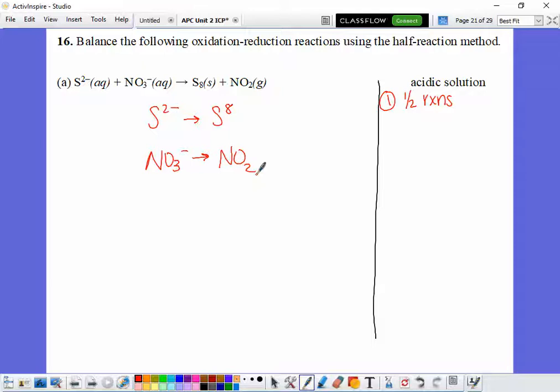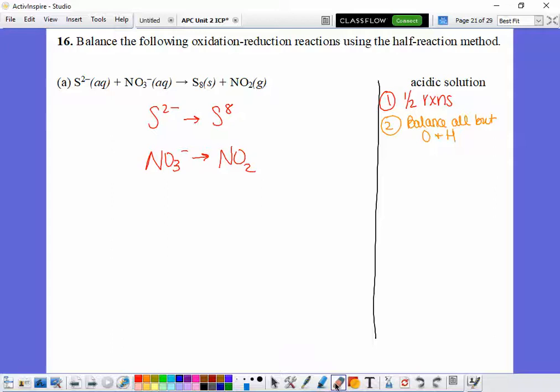Okay. So that's our first step. I've split it into our two half reactions. Step 2 is to balance everything that isn't oxygen or hydrogen. Just normal balancing, adding coefficients. That's supposed to say O and H, not OH. Balance all but oxygen and hydrogen.